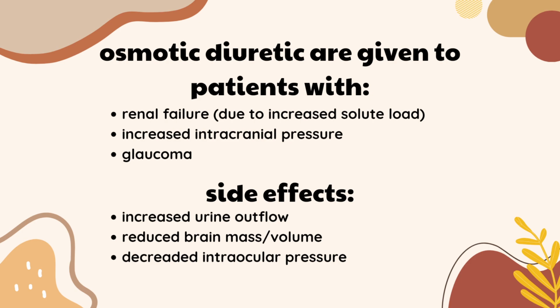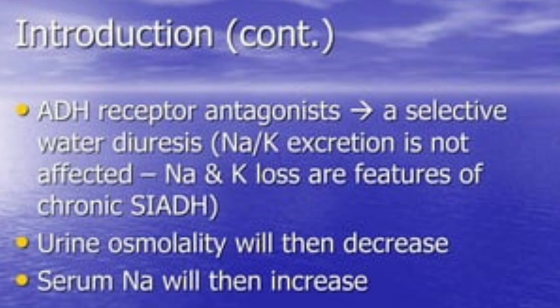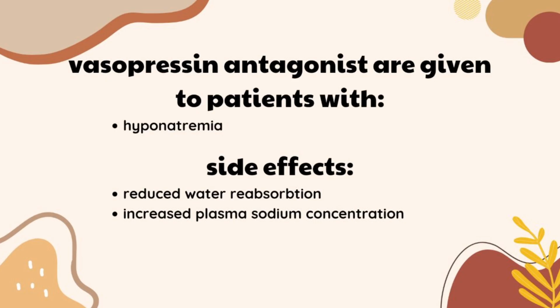Okay, so the next type of diuretics we have is vasopressin antagonist. So vasopressin antagonist is also known as ADH antagonist. So how does it work? It would block the ADH mechanism of your body's homeostasis. So vasopressin antagonist is usually given to patients with hyponatremia. The side effects of vasopressin antagonists are reduced water reabsorption and also increased plasma sodium concentration.